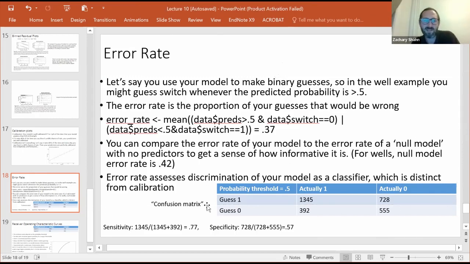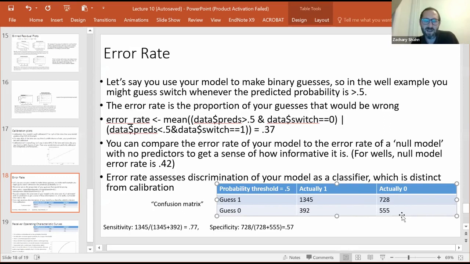Another way to assess the performance of a model is to look at what's called the confusion matrix. So for a given threshold above which you guess 1, for a given probability estimate threshold, let's say 0.5, you look at the number of people where you would guess 1 and the outcome would actually be 1, they actually switch. You guess 1, but it's actually 0. You guess 0, but it was actually 1, and you guess 0 and it was actually 0.